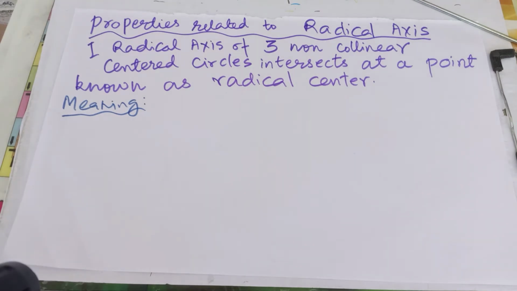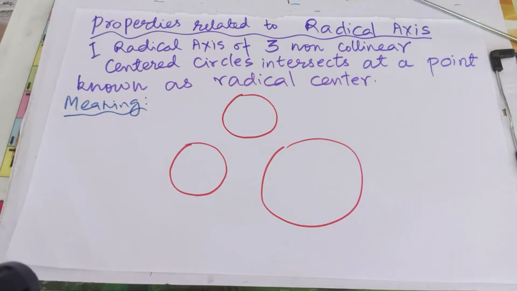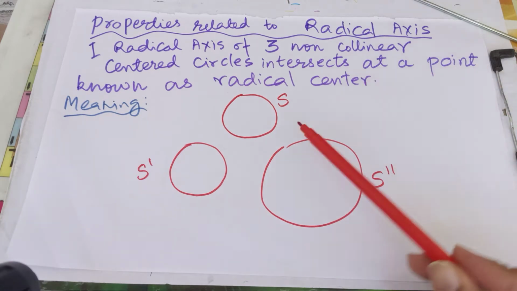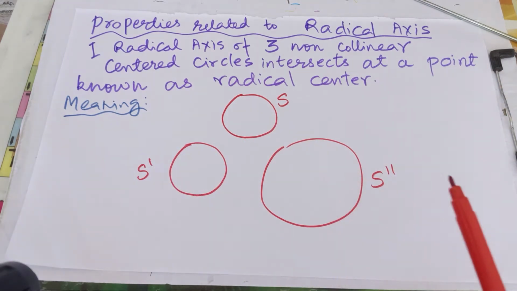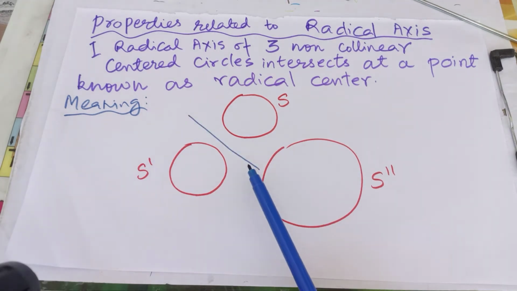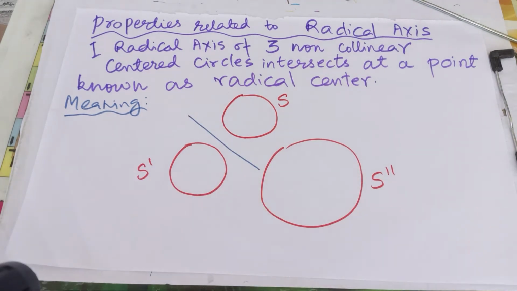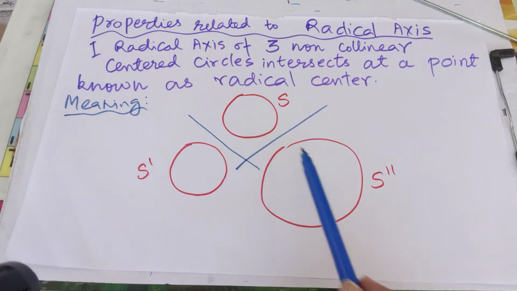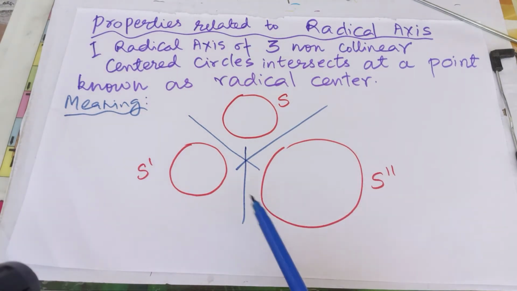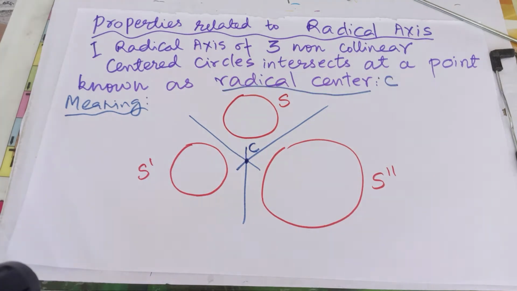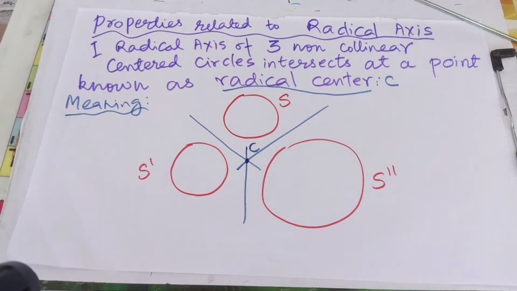Let's see the meaning of this. Let's draw 3 circles non-collinear like this. Let's name them S, S dash, S double dash of varying radius. So this is the radical axis of S and S dash. This is radical axis of S and S double dash. And this is the radical axis of S dash and S double dash, which we can see that they are intersecting at a point C, which is what we call as radical center C.